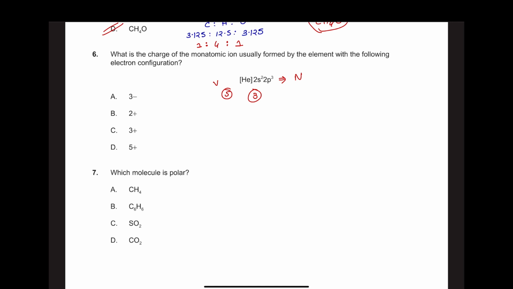In this case, obviously, nitrogen is a non-metal. So it's easier for nitrogen to gain 3 electrons. So nitrogen will gain 3 electrons to form N3-. N3- has a complete octet, right? So it's stable. So the charge on N3- is -3, which is option A.